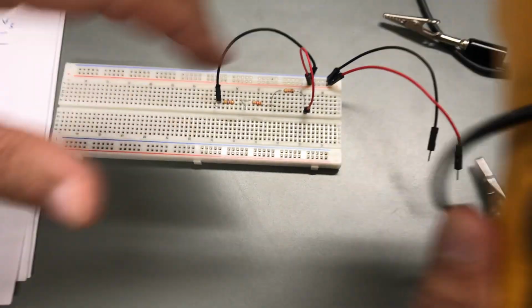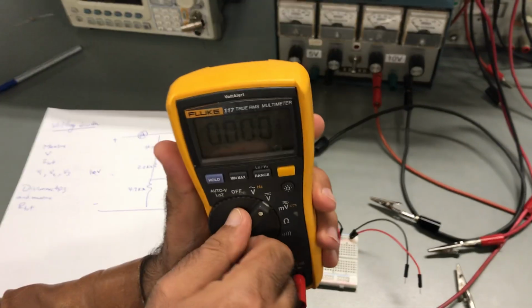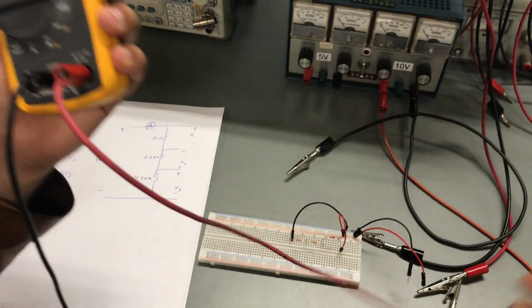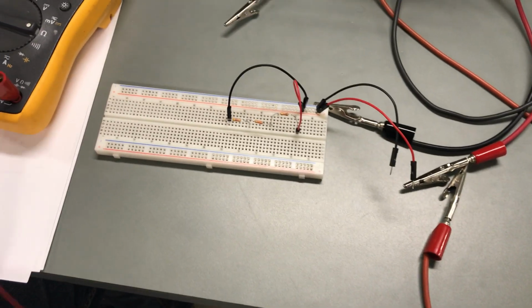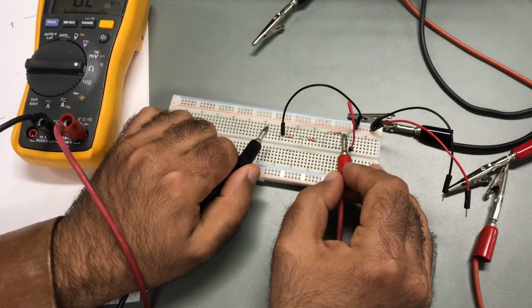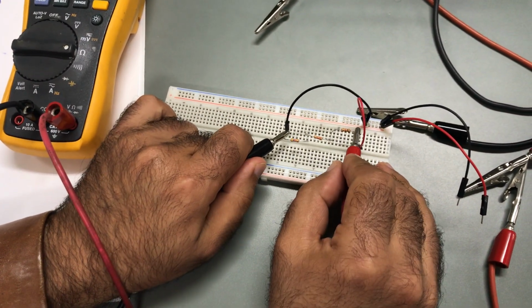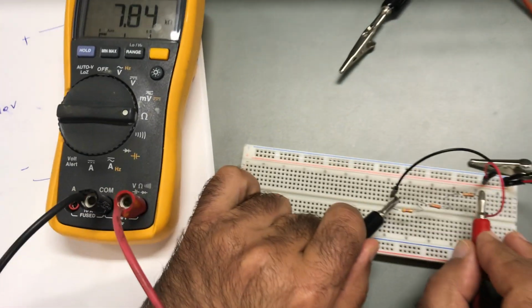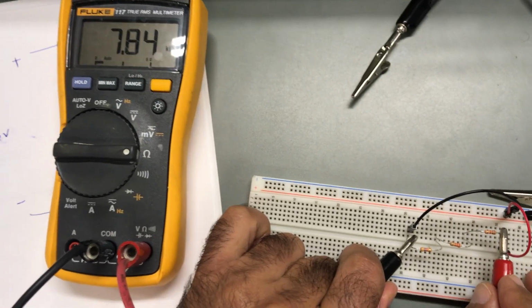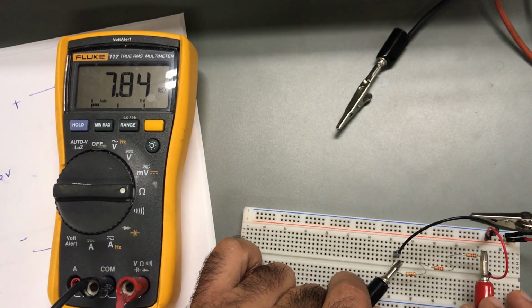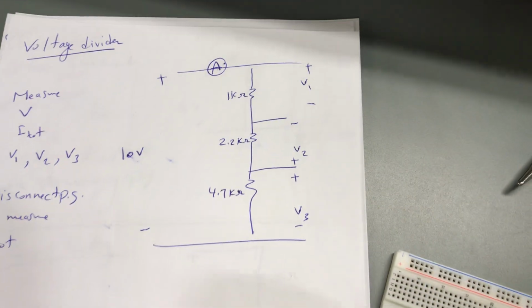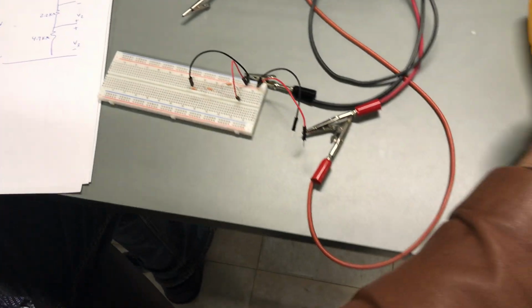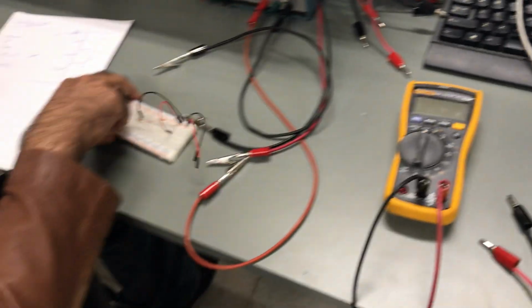So I will adjust my multimeter to measure ohms, and then connect this to measure the resistance value between these 2 points. The value of the resistance is almost 7.8 kilo, which is almost similar to the summation of all of those, because they are connected in series.